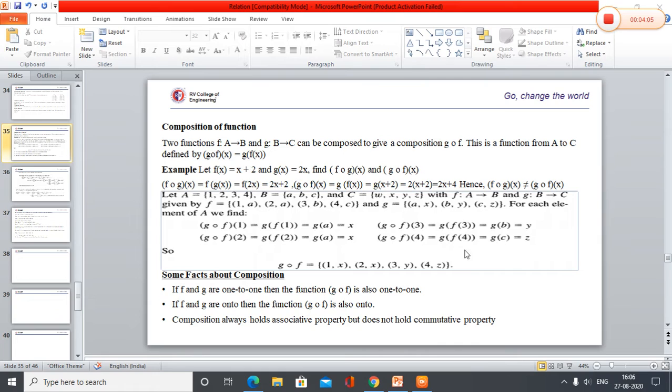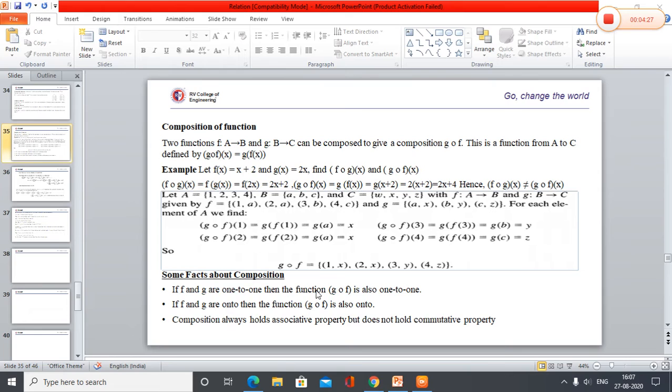And GOF of 4 is the image of 4, I need to see the function f, that is C, and the image of C I need to see the function g, that is z, so it is z. So the same way I can write the other ordered pairs also. For 2 it is coming x, so (2, x), and then (3, y) and (4, z). So this is how we are going to write GOF function.